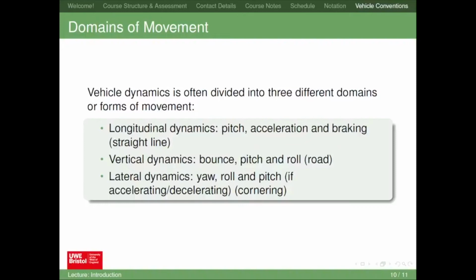Okay, those are all to do with driving in a straight line. Vertical dynamics is to do with the road input under the vehicle, so that's where the bounce, pitch and roll comes in. And then the lateral dynamics is around what happens in the corner, so that's where the roll and the yaw comes in. And obviously, if you're accelerating or braking into a corner, then you've also got some pitch going on as well. Okay, so they're the domains of movement.